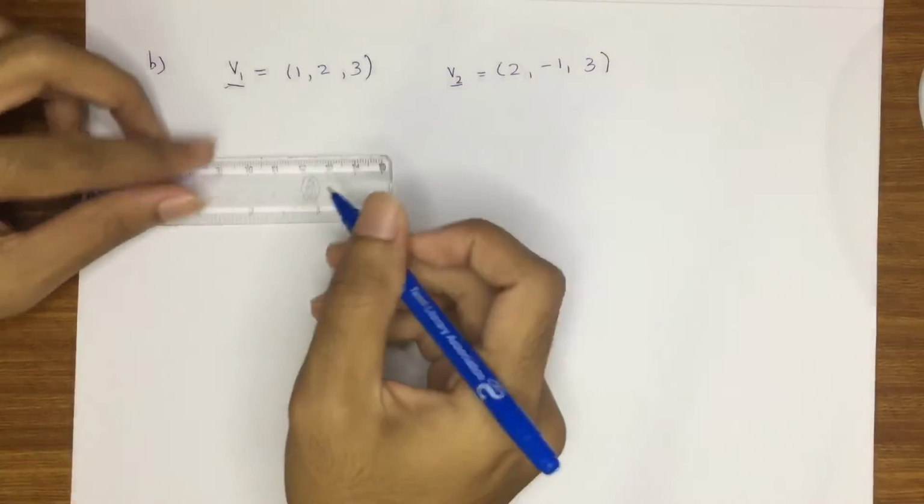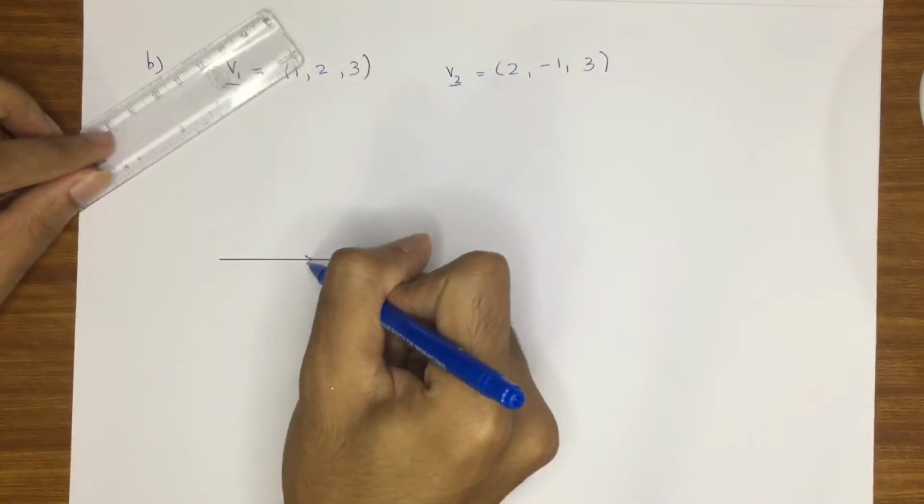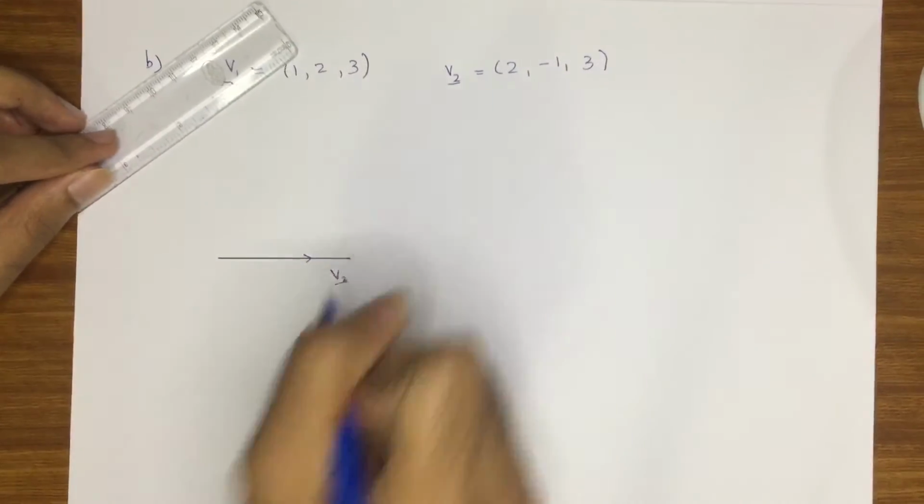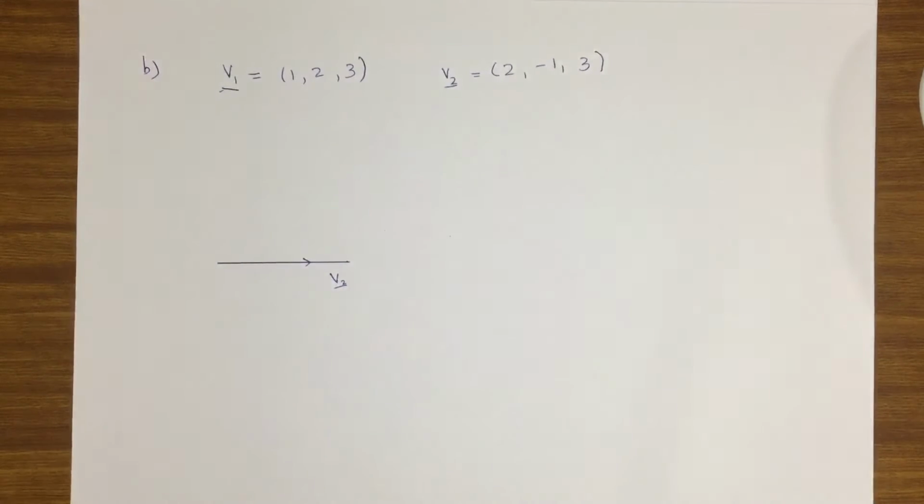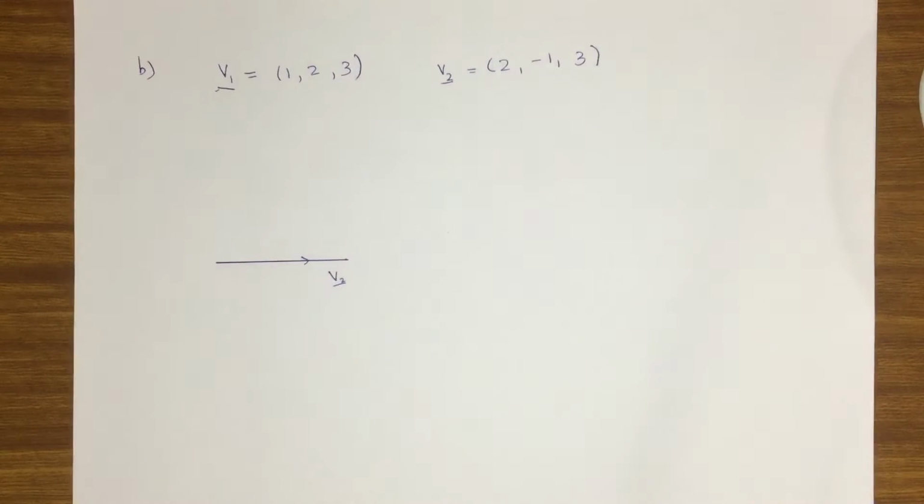So here let's say this is a vector v2. First of all, I have already mentioned, when you are approaching any vector question, any type of question, if you have any diagrams, you can easily draw that. Otherwise it would be a little bit difficult to think about that. So here we can just draw a vector like this, v2.